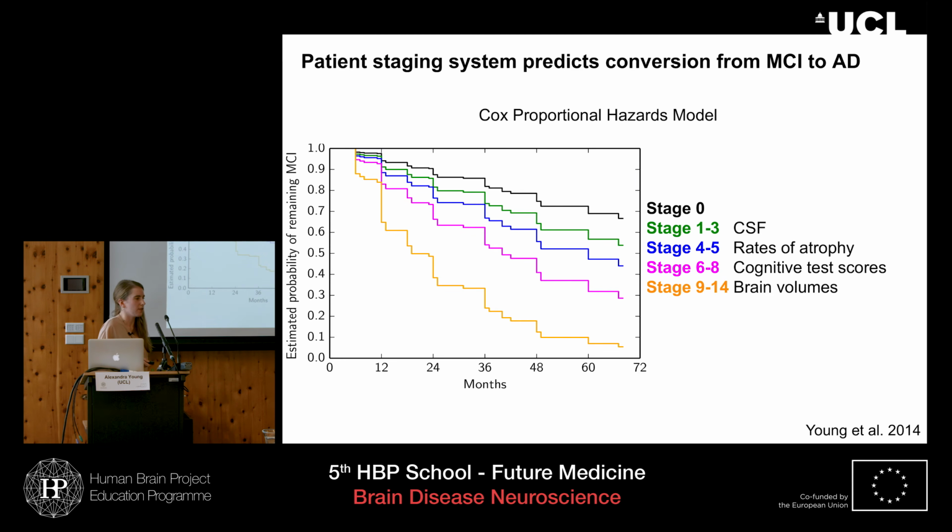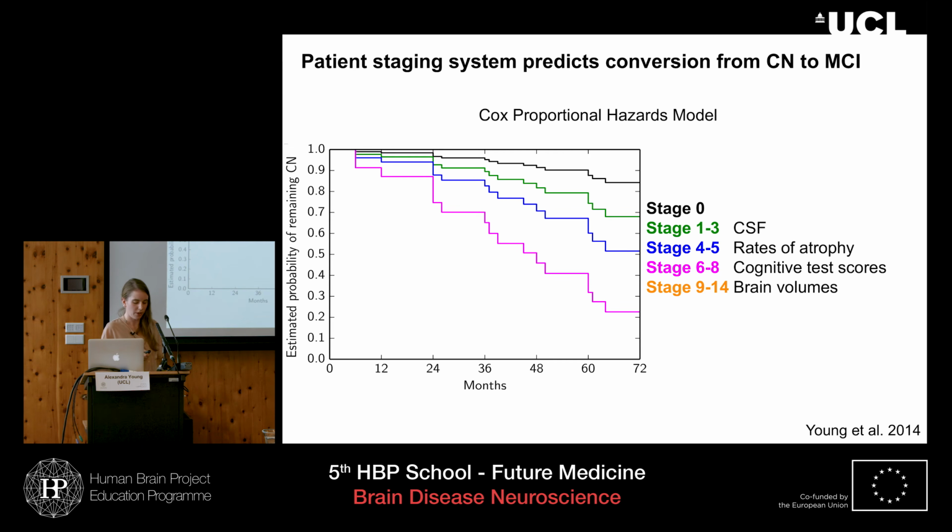We can also use this type of model to predict conversion between different diagnostic categories. If we divide individuals according to their model stage at baseline and then look at their follow-up data to see whether they converted between different diagnostic categories, what we get is that increasing model stages correspond to an increased risk of conversion. Individuals assigned to stage 0 have a much lower probability of converting at follow-up, whereas individuals with high stages have a very high probability of converting to Alzheimer's disease.